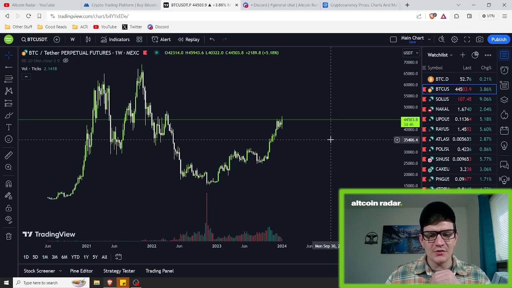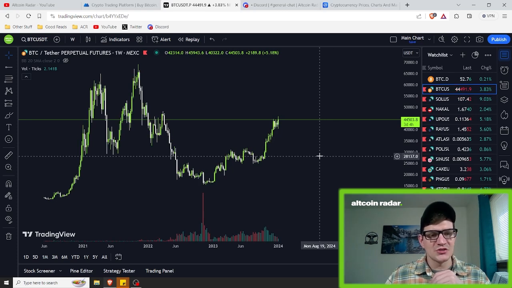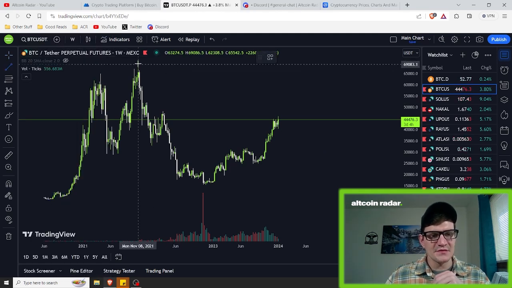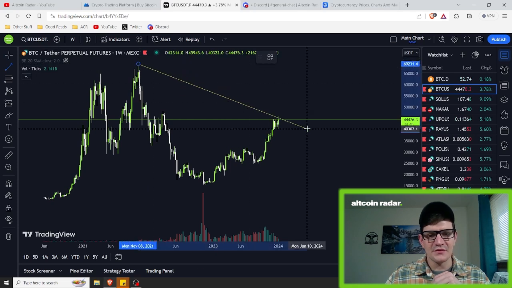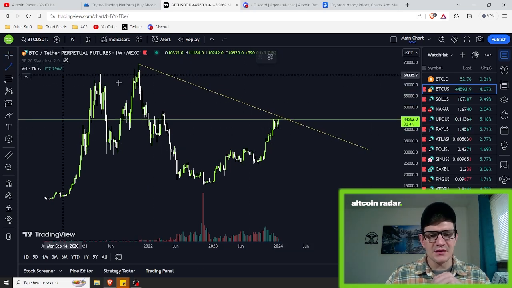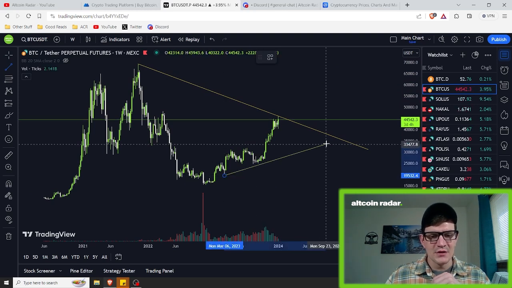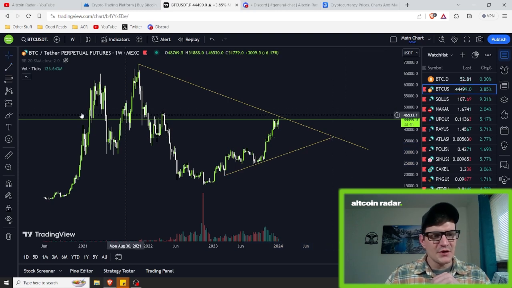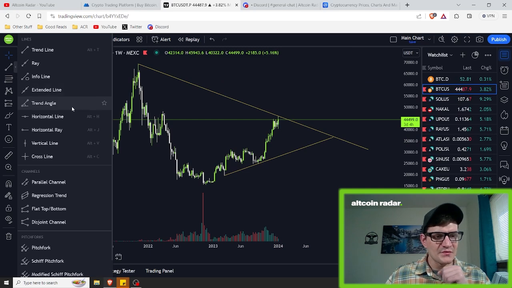So let's go ahead and chart out Bitcoin real quick. We're going to do some trend lines first. We are going to make a trend line from here to this current peak that we're at, and then we are going to make another trend line from right here up to about right there. And we are going to mark out some support and resistance levels.